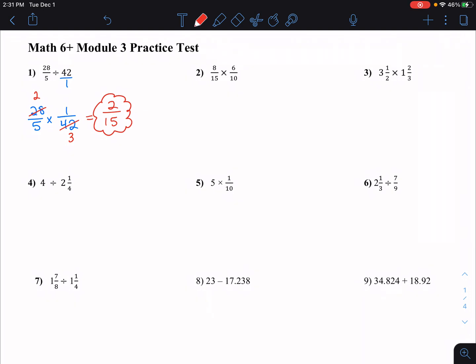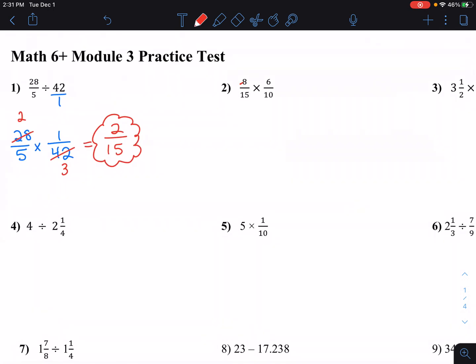For the multiplication, I can do any cross-canceling or any simplifying possible first. So 8 and 10 have a 2 in common, so 4 and 5. 15 and 6 have a 3 in common, so 2 and 5. Nothing else can be simplified, so 4 times 2 is 8, and 5 times 5 is 25.